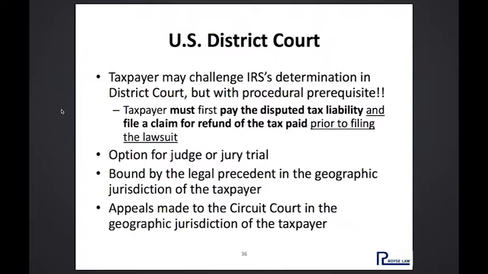And in U.S. District Court, the taxpayer has an option for a judge or a jury trial. Whereas, remember, in tax court, there's only one judge sitting on the case. So in district court, you do have the option for a judge or jury trial. And the district court is bound by the legal precedent in the geographic jurisdiction of the taxpayer, and appeals from district court are made to the circuit court in the geographic jurisdiction of the taxpayer.